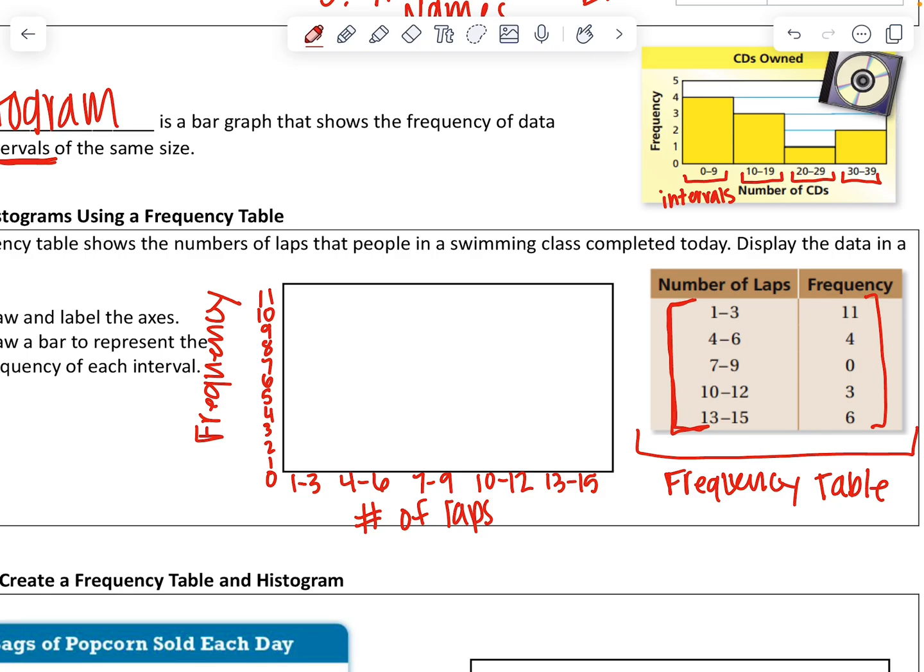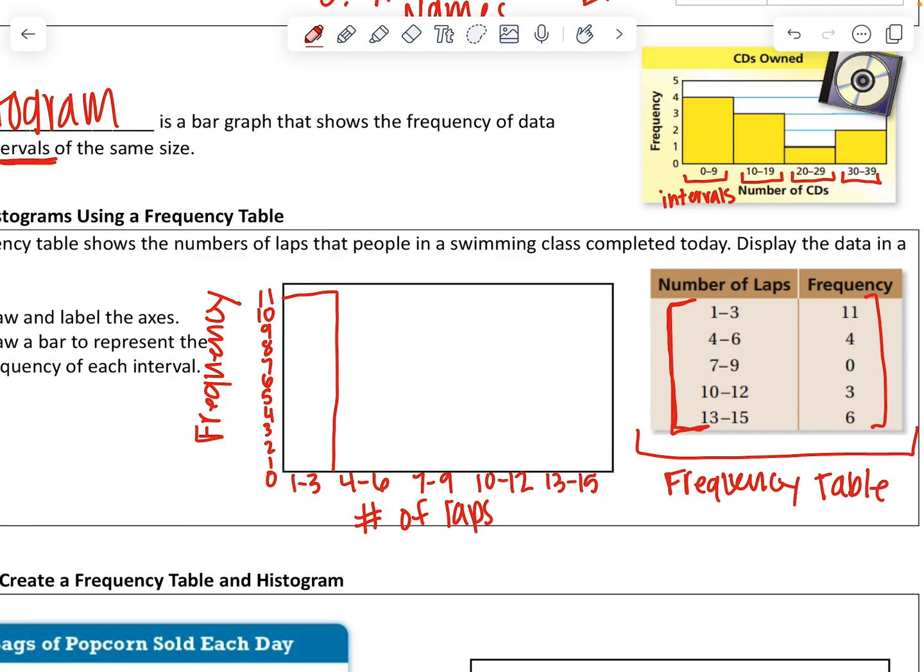So this means that 11 students completed 1 to 3 laps. So that means my bar, or my histogram, has to go up to 11 on this first one. So it would look like that. Okay. And remember, they always touch.